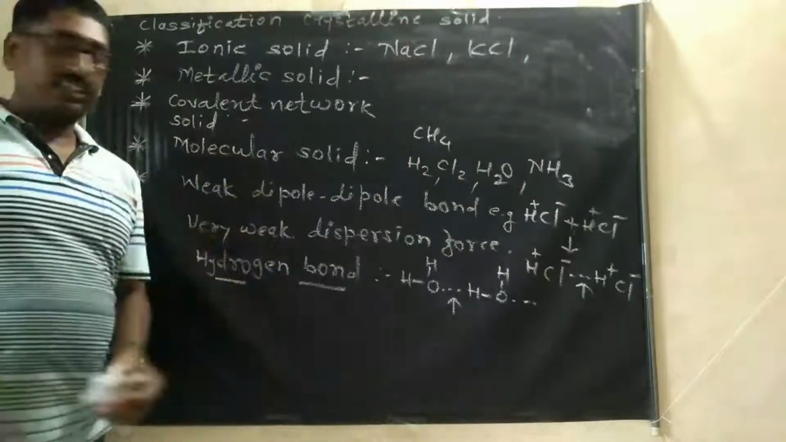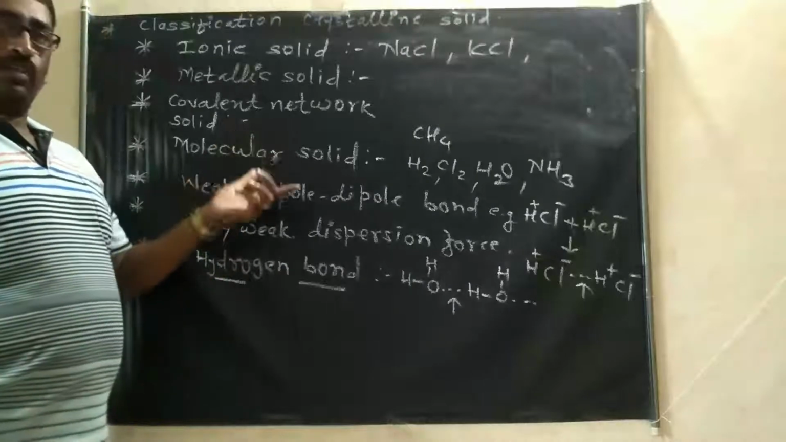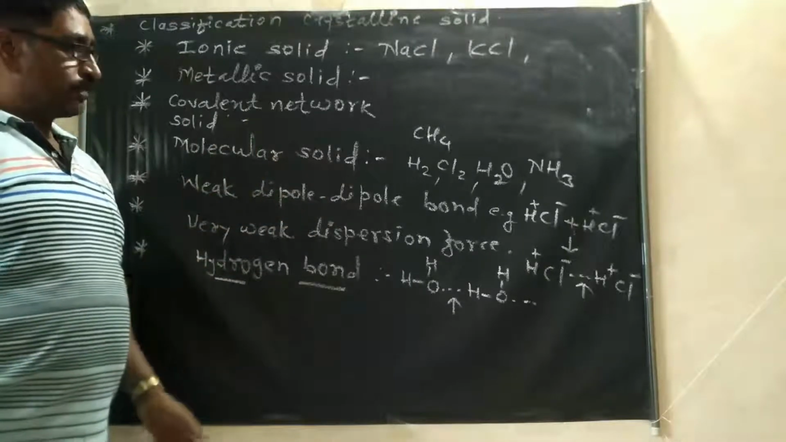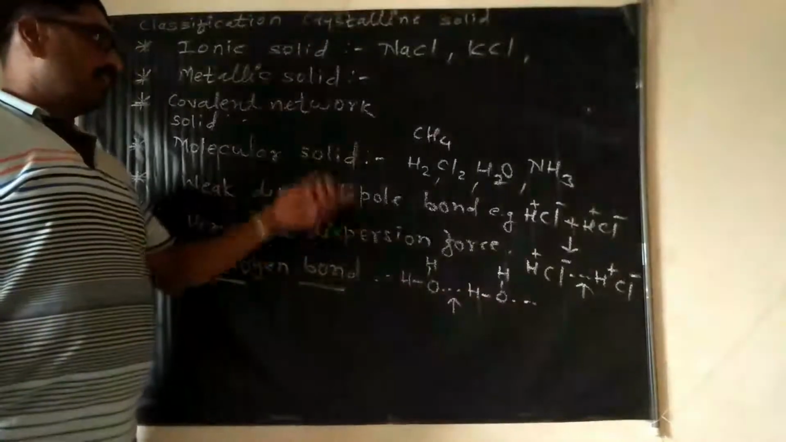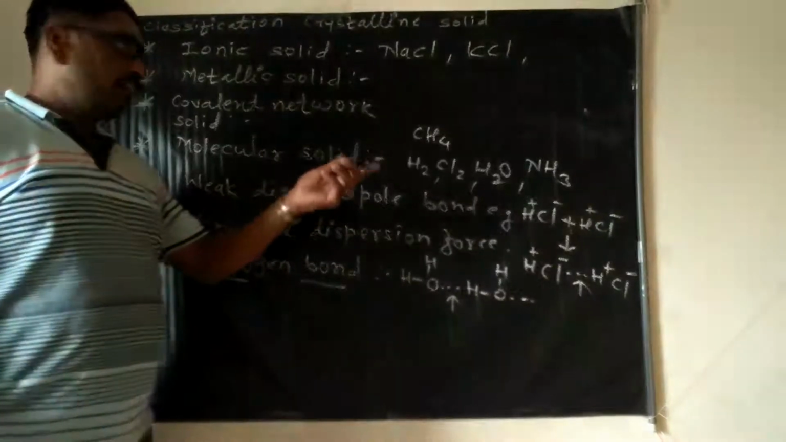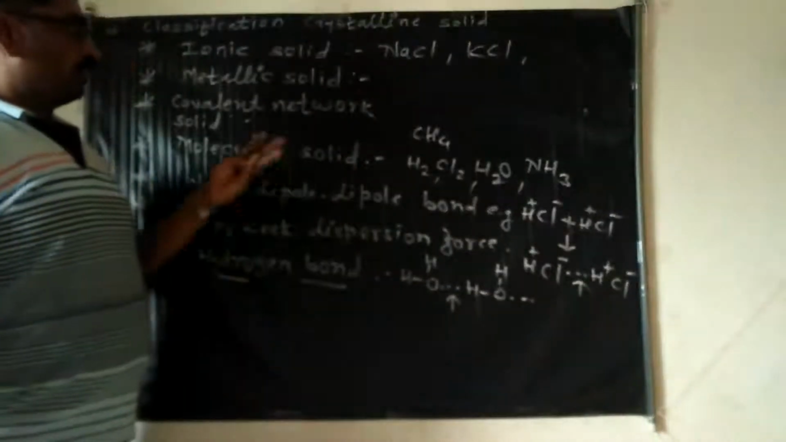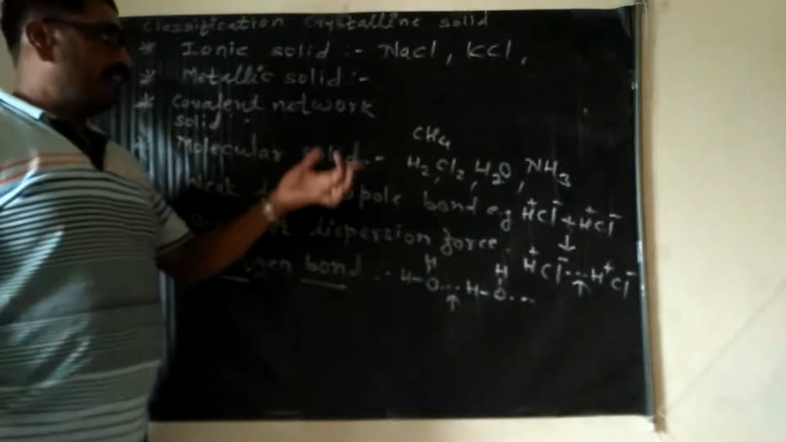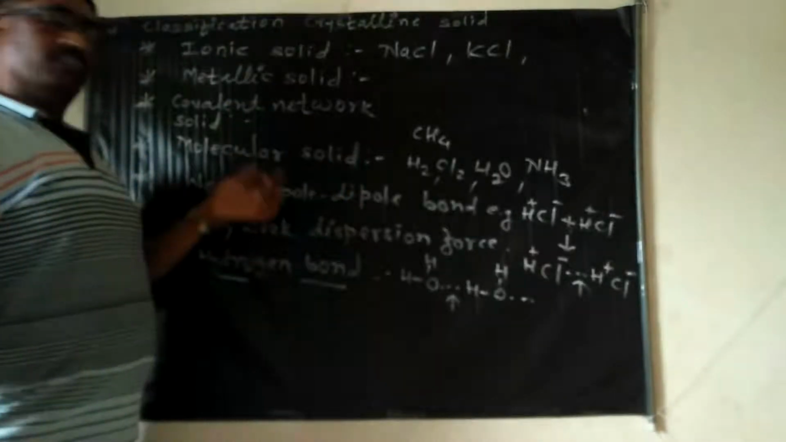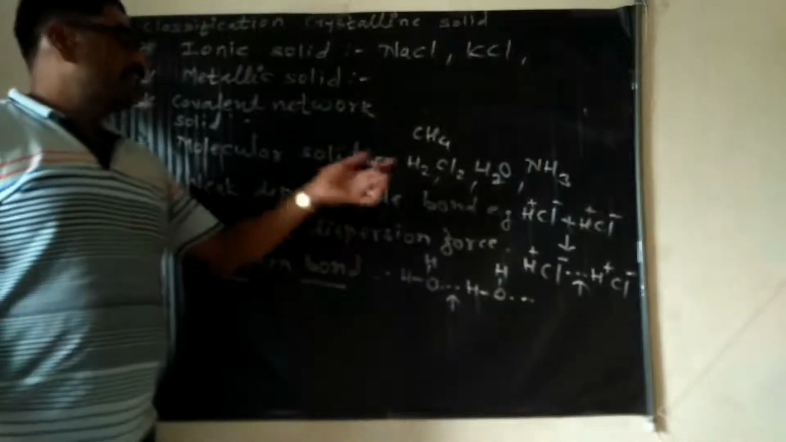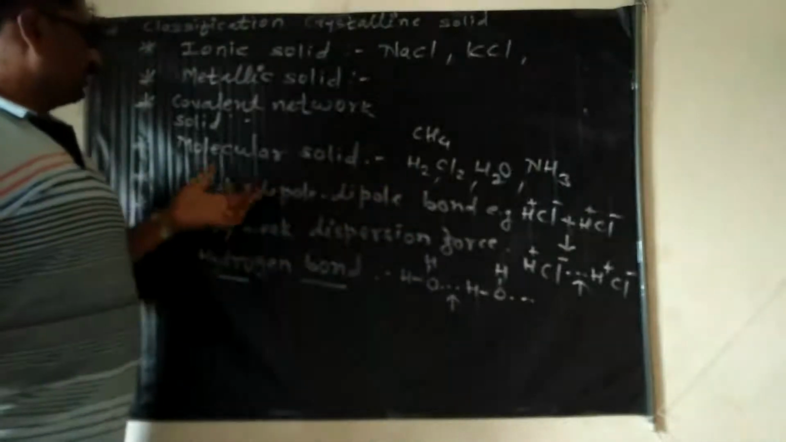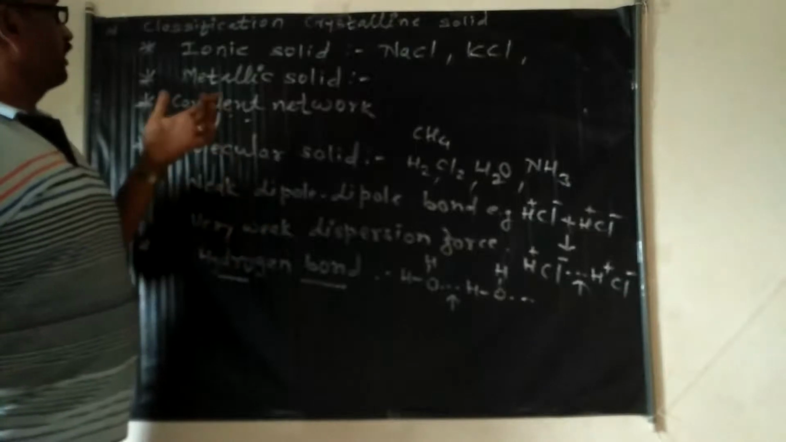Let's see some properties of molecular solids. Molecular solids contain weak bonds, and hence their melting point is very low. They do not conduct electricity. Hence, they are poor conductors of electricity. In this way, we have discussed the classification of crystalline solids.